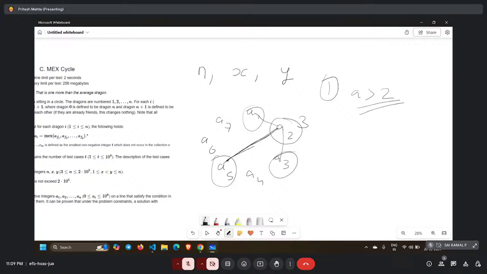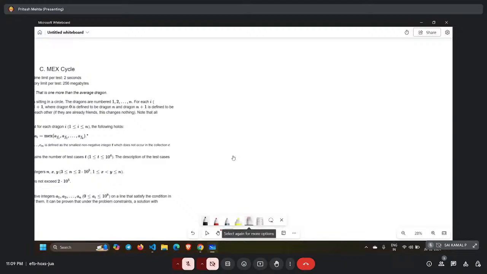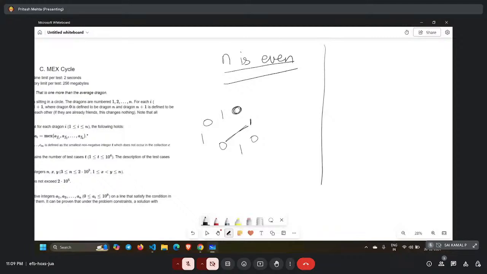Let us first take the case where n is even, and we alternate 0 1 between all the values. Now suppose some x and y are connected and they both are different, then we can clearly see that this argument will work for n equal to even and x and y not having the same parity.